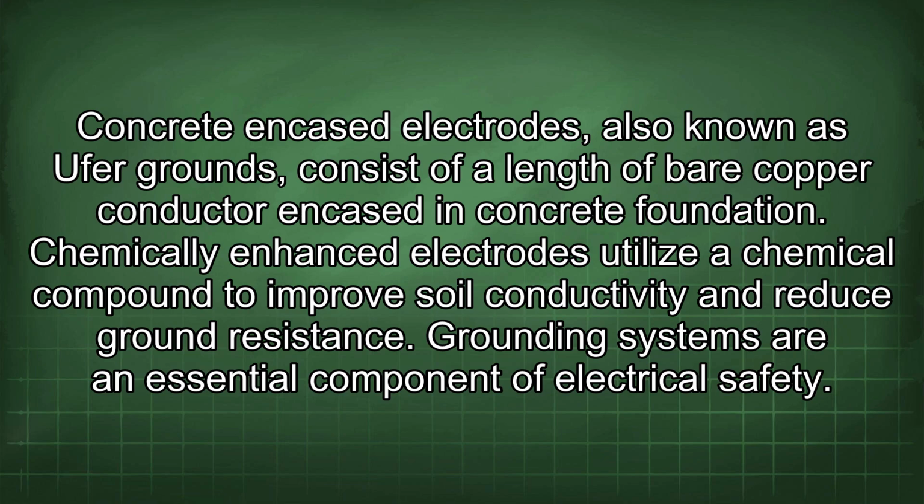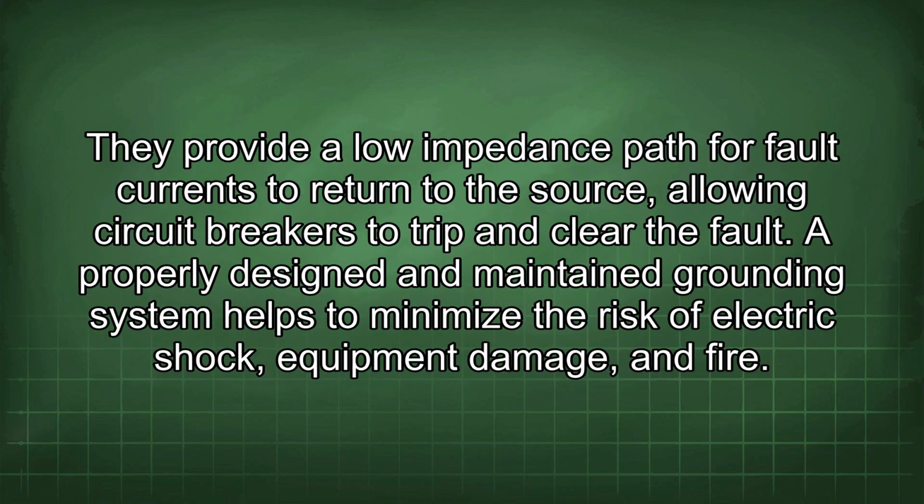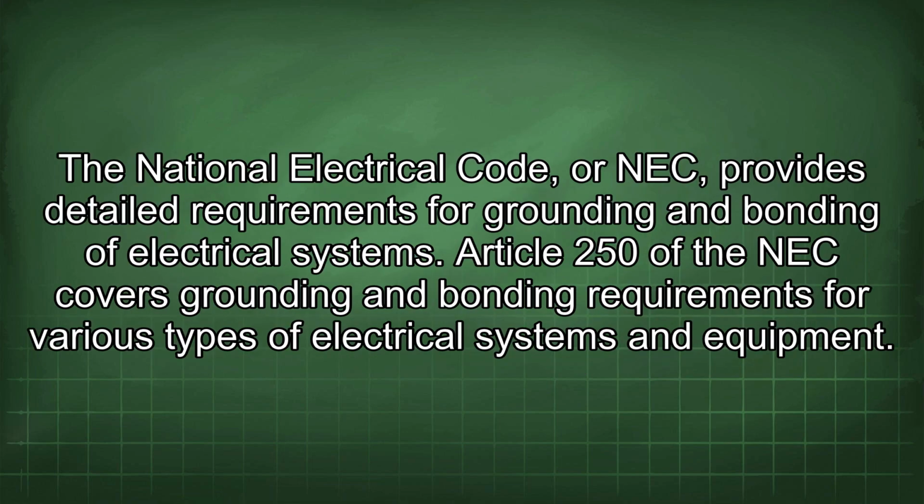Grounding systems are an essential component of electrical safety. They provide a low impedance path for fault currents to return to the source, allowing circuit breakers to trip and clear the fault. A properly designed and maintained grounding system helps to minimize the risk of electric shock, equipment damage, and fire. The National Electrical Code, or NEC, provides detailed requirements for grounding and bonding of electrical systems.